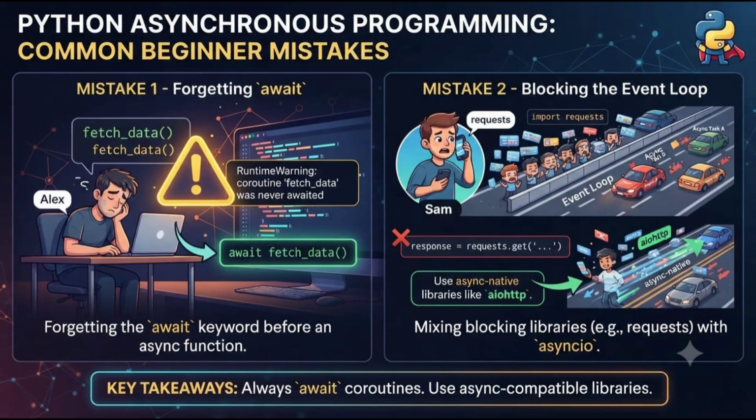As beginners, it's very common to make a couple of mistakes. First, forgetting the await keyword before calling an async function. Python will throw a runtime warning because the coroutine was never awaited. Second, mixing up standard blocking libraries like requests with Asyncio. Remember, if a library isn't async native, it can still block your event loop.